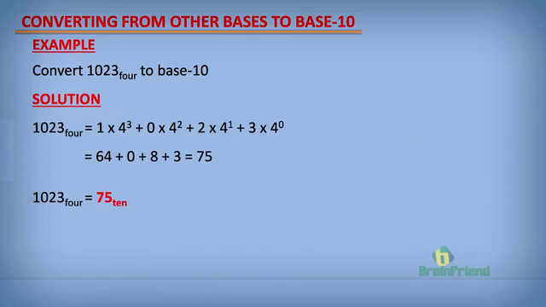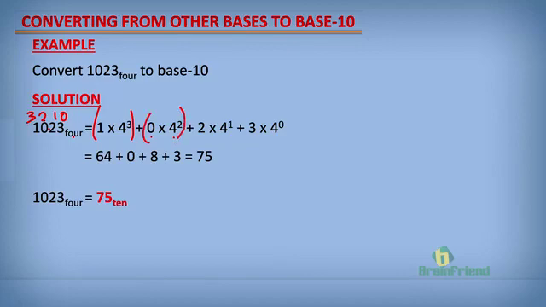Convert 10234 to base 10. We are going to use the method of expansion. So this is 10234. So we assign the numbers 0, 1, 2, and 3. By expansion, we have 1 times 4 raised to the power 3, which is what we have here. The next number is 0. 0 times 4. 4 is the base of the number.